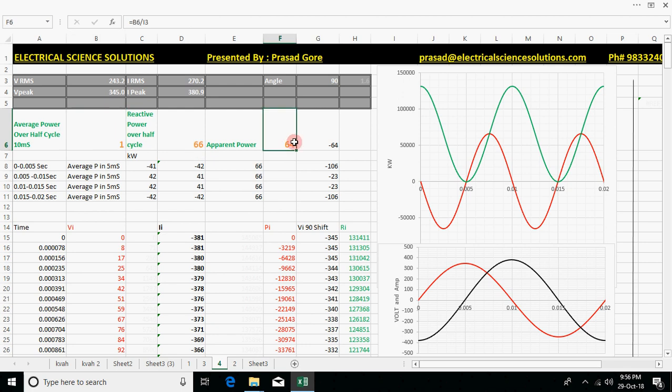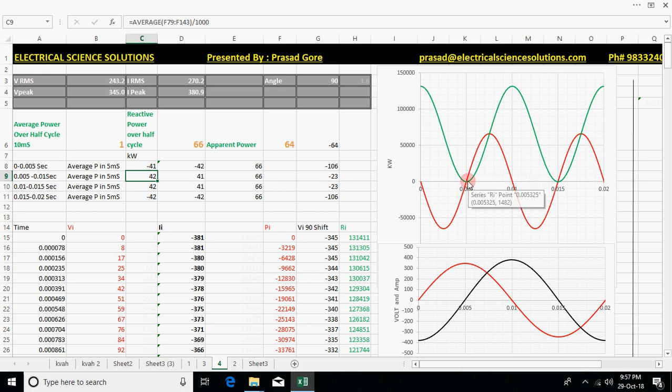But here you can see the kVAR value is 64. The reactive power is 64. In the first 5 milliseconds it is minus 42. These are the kW, so 42 kW. Actually, the generating station has to deliver 42 kilowatts for energy storage in this inductor. So energy is stored in this quarter of the cycle, the 5 milliseconds, then energy is released. Energy is stored and energy is released, so net energy is zero.